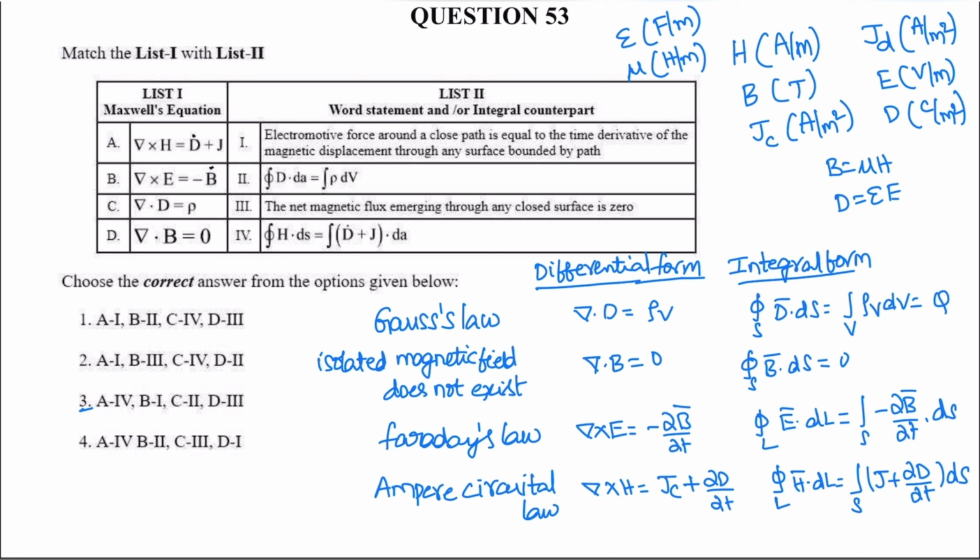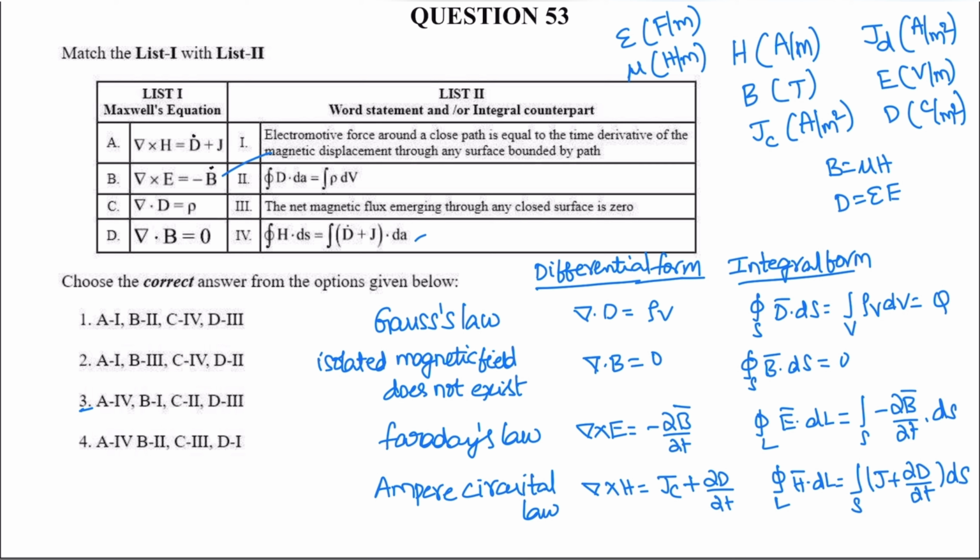Okay, as per the question, for option A, del cross H is equal to J bar plus dou D bar by dt, so it is 4. They have given it in terms of differential form and integral form. Next, del cross E is equal to minus dou B bar by dt. It is nothing but the electromotive force around a closed loop is equal to the time derivative of magnetic displacement through any surface bounded by the path. For B, it is option 1.